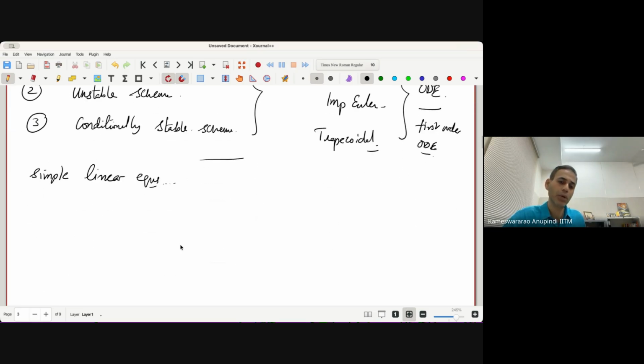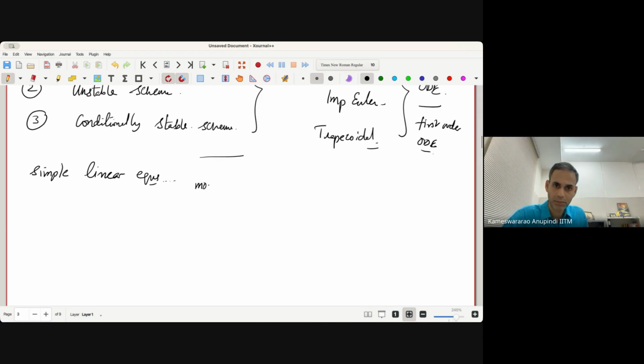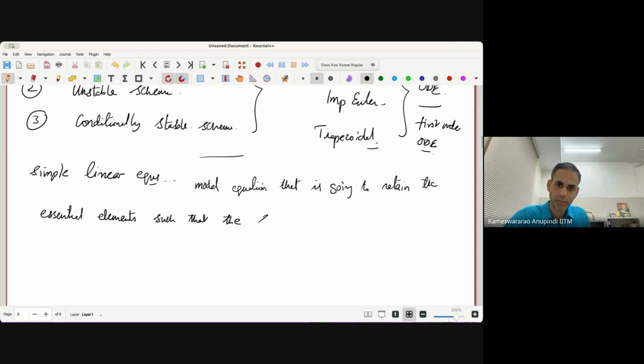Here also we are going to apply the stability analysis to a model equation. Now we want to derive a model equation that is going to retain the essential elements such that the stability of the method can be identified.